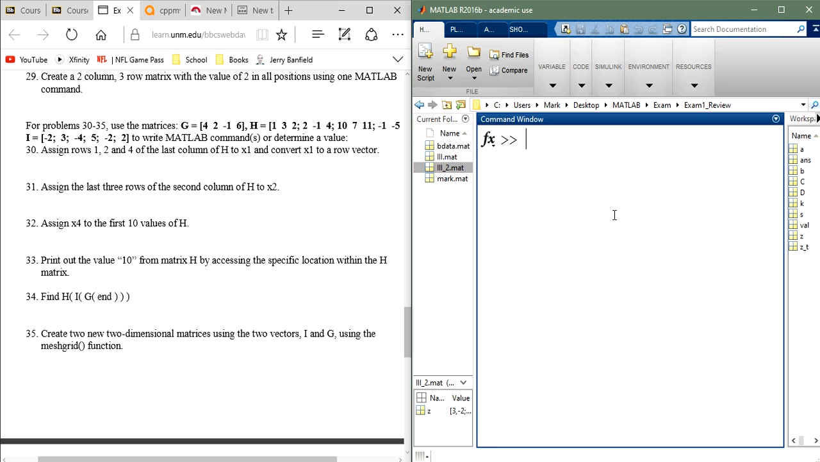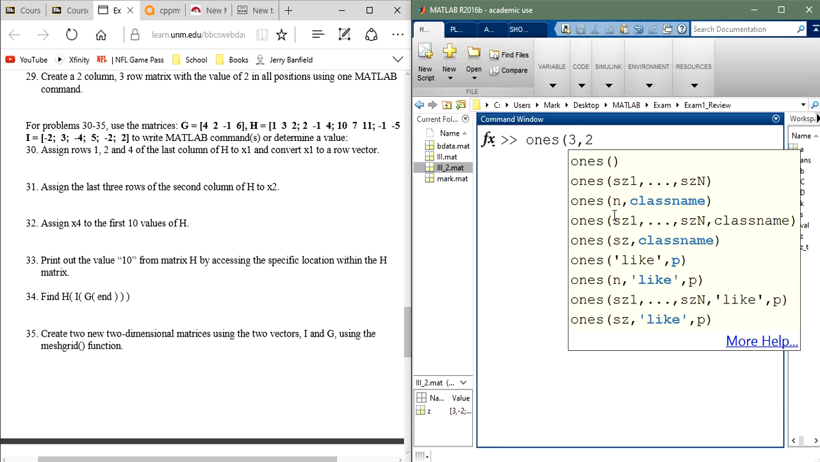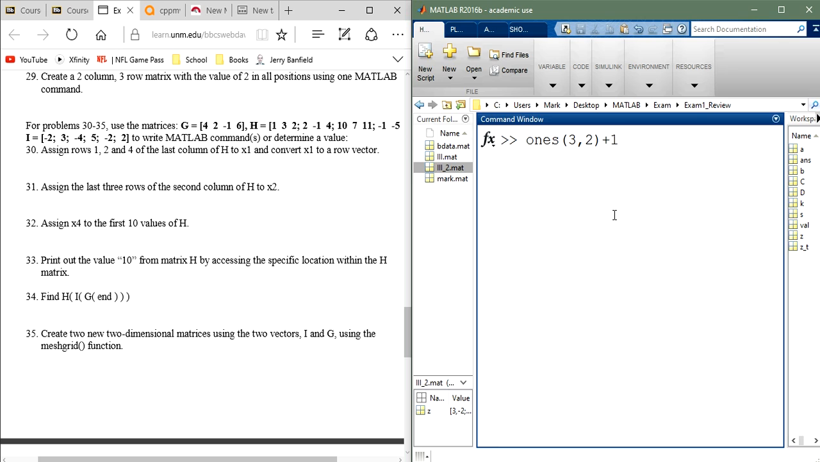Alright guys, problem 29. Create a 2-column, 3-row matrix with the value of 2 in all the positions using one MATLAB command. Well, there's a few ways to do this. We could use the ones function. Ones, and it wanted a 3-row, 2-column, so ones of 3 by 2. And then all we do is add 1 to it.